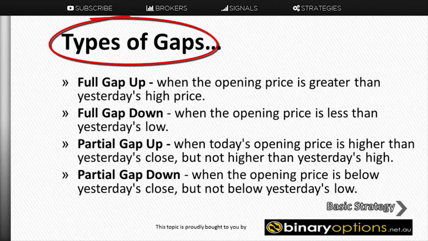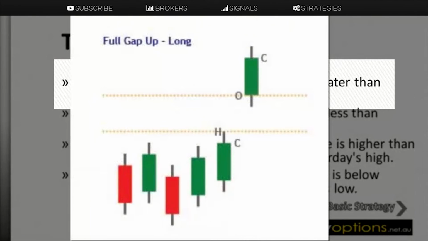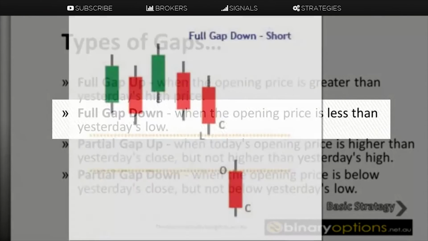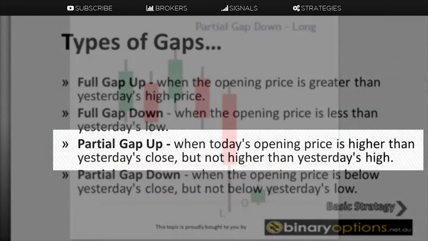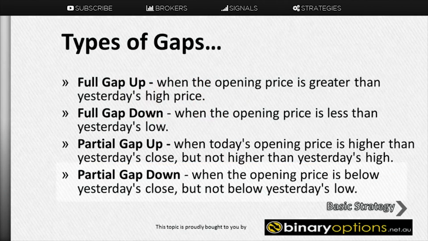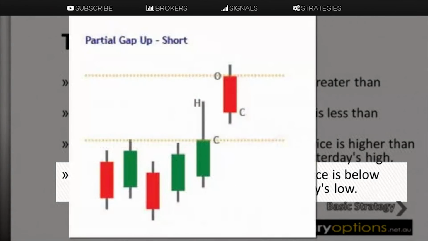1. Full gap up, that is, when the opening price is greater than yesterday's high, and 2. Full gap down, when the opening price is less than yesterday's low. 3. Partial gap up, when today's opening price is higher than yesterday's close, but no higher than yesterday's high. And 4. Partial gap down, that is, when the opening price is below yesterday's close, but not below yesterday's low.